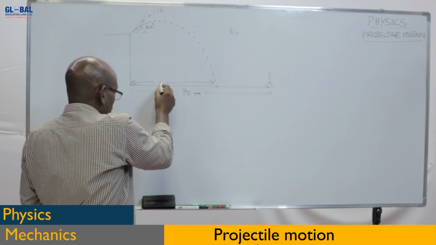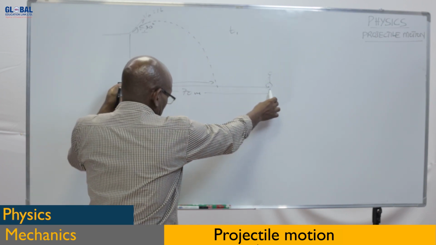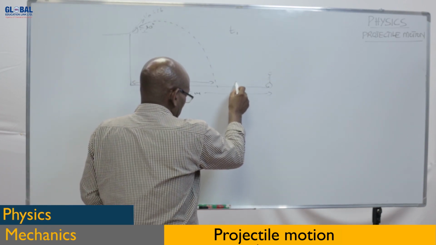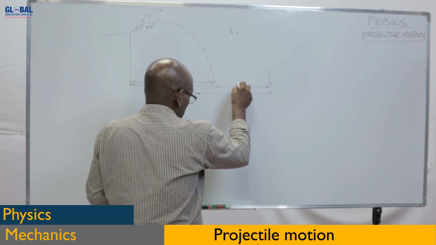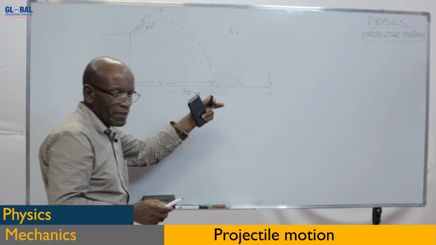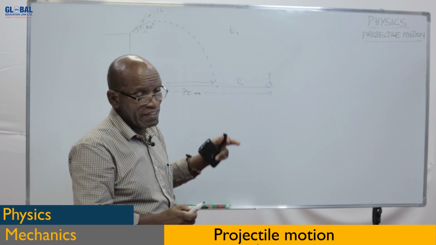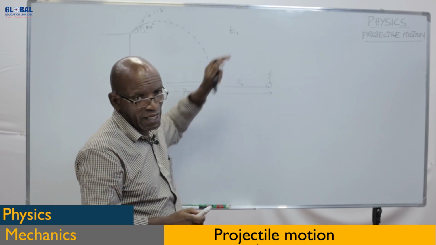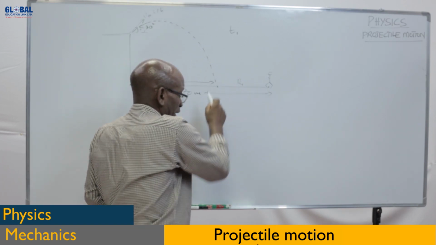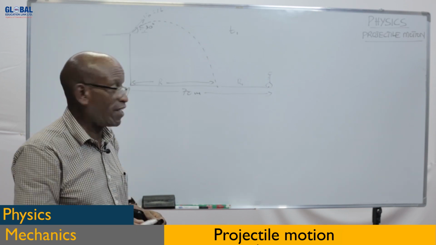Having obtained the range R, you can deduct it from the total distance, which is 70 meters, and you will remain with a certain distance here. Let me call it R1. So having obtained R1, and knowing that the time for this boy to cover this distance R1 is equal to that particular time t, you can determine the speed at which this boy should run to that point so as to catch the ball just before it hits the ground.